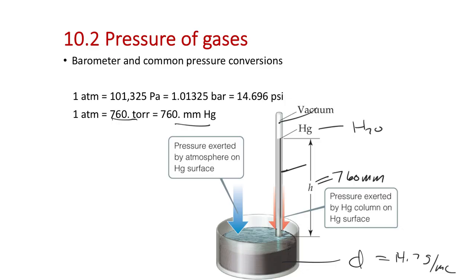And so 760 millimeters is not quite a meter. How high would 760 millimeters be? If you're thinking 1,000 millimeters, so it's almost a meter. And you'd have to be 14.7 times that height if this column were made from water.